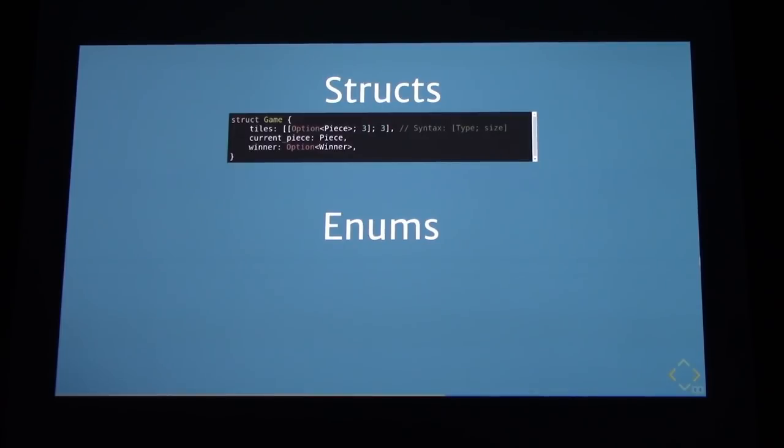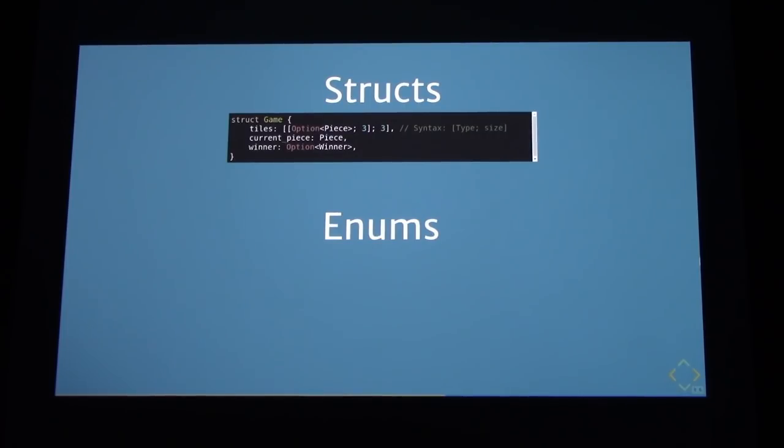Its first field is a 2-dimensional array of pieces because the tic-tac-toe board is 2-dimensional. This is the syntax for declaring the type of a fixed-sized array in Rust. We put a type name and then the size of the array after a semicolon. By nesting that syntax, we can get an array of arrays which we'll use to represent the rows of our board. The second field is used to store the piece whose turn it is to move.